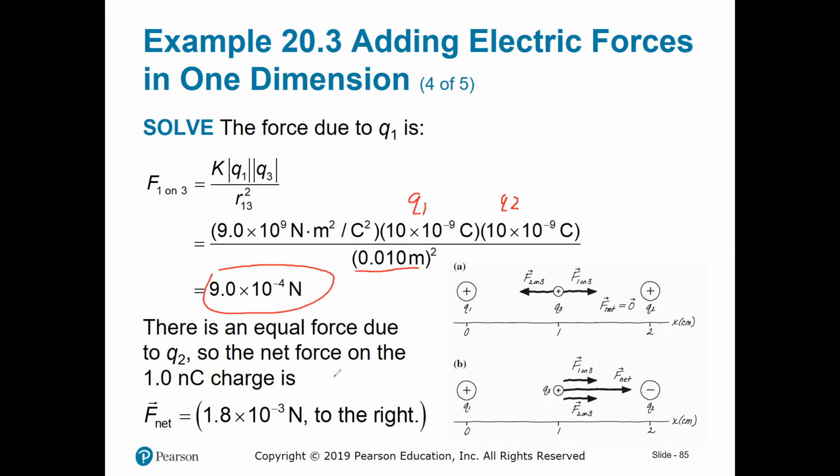So this is the force. It's still pretty weak. Because there are 2 of them, if you multiply this by 2, our net force will be 1.8 times 10 to the minus 3 newtons. It'll be to the right. So that's our first question using Coulomb's law.